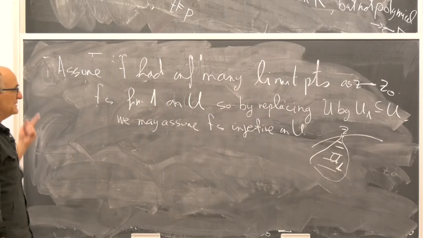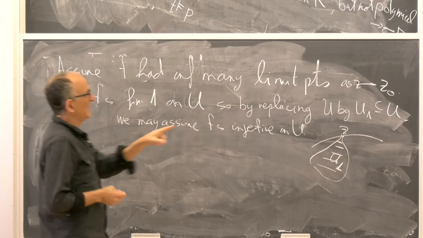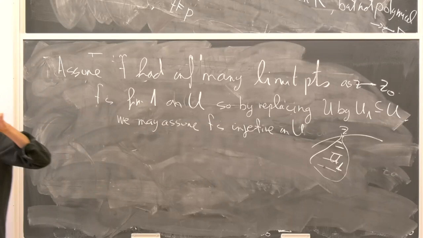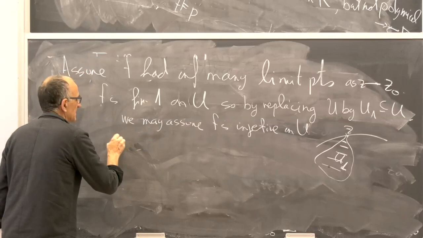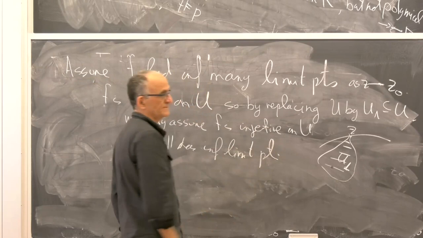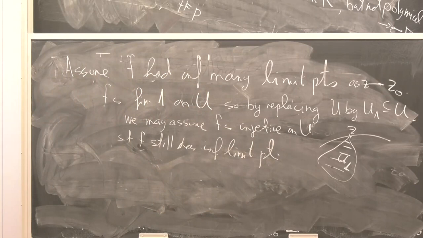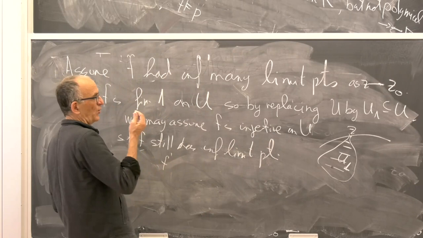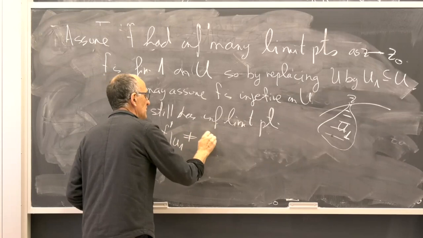And it realizes inside this set infinitely many limits inside U1. Why? Because you partition it into finitely many pieces. Through one of them, you should have infinitely many limit points, such that F still has infinitely many limit points. Moreover, you can even make sure that the derivative of F is non-zero on U1, because the derivative can be zero only finitely many times.